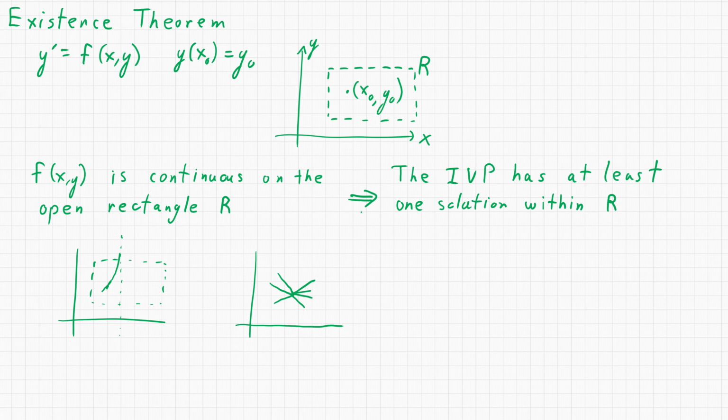So, just keep that in mind. This is an implication. So you don't know a whole lot, even if f of x, y is continuous. All you're guaranteed is that if you have your point and it's in your rectangle, you have at least a nice solution nearby the point. That's all you know.